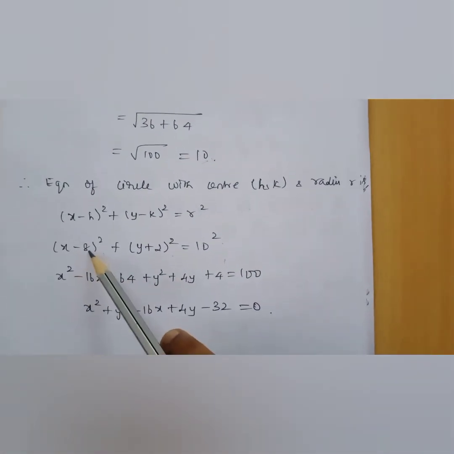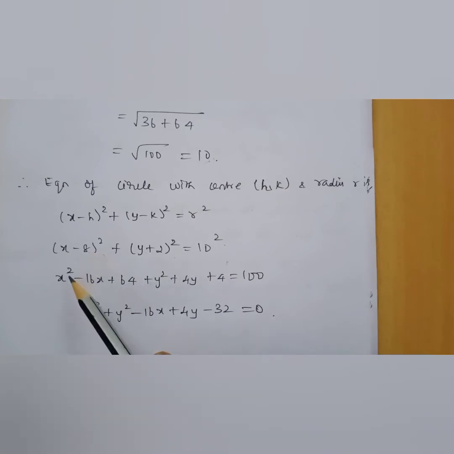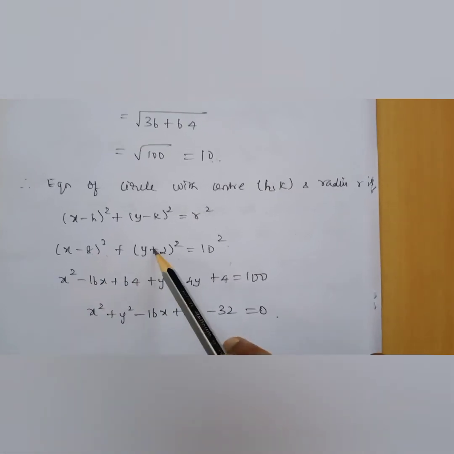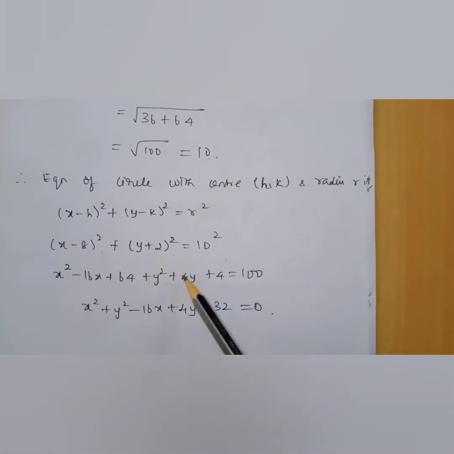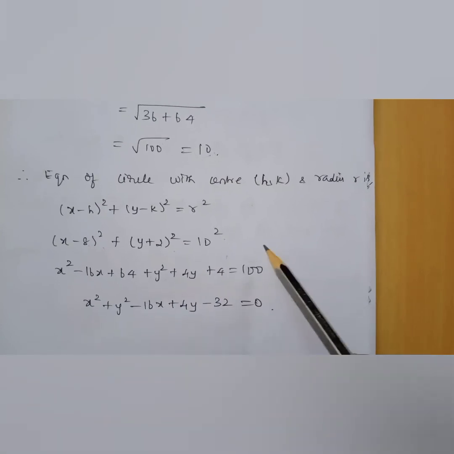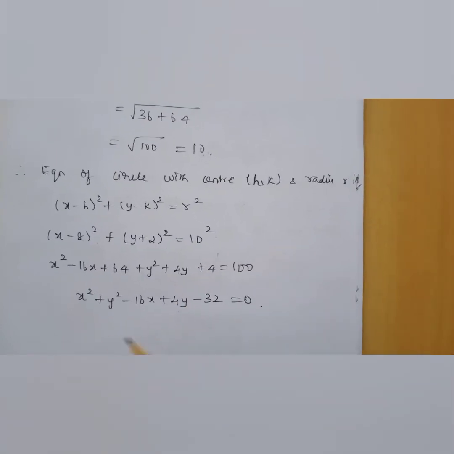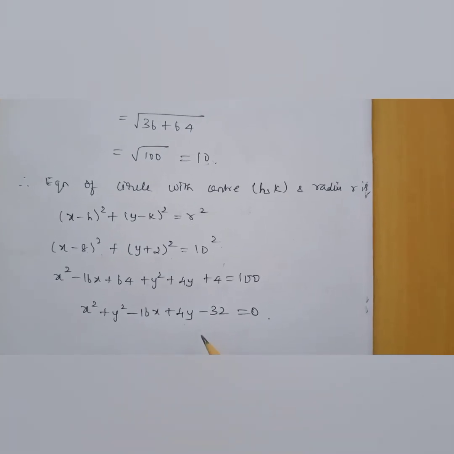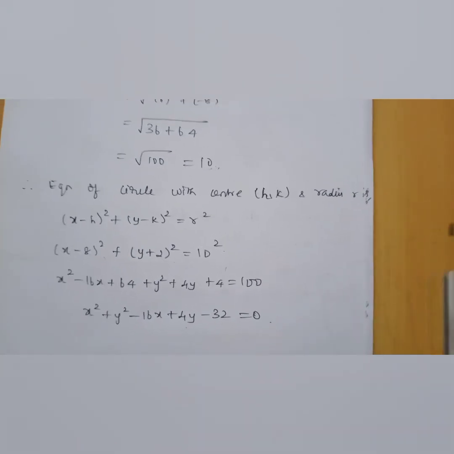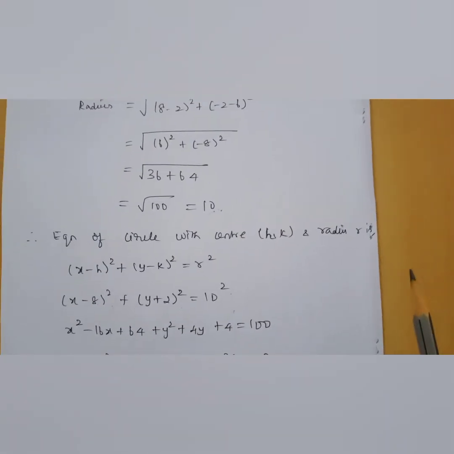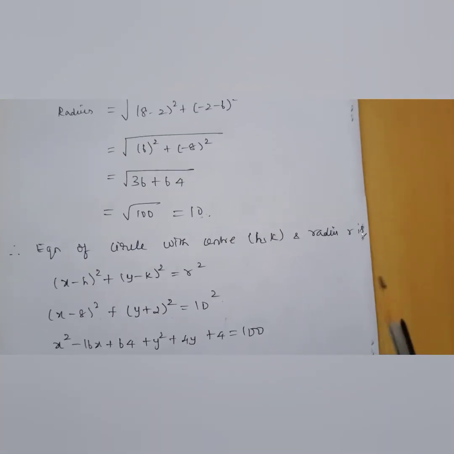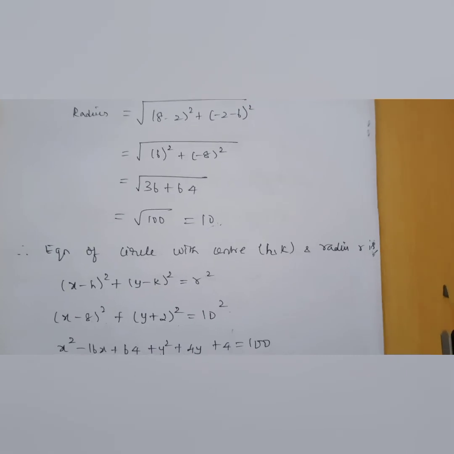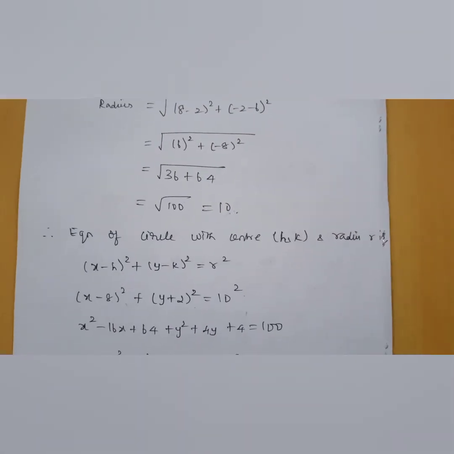So x minus 8 the whole square means a minus b the whole square, a square minus 2ab plus b square. And this is a plus b the whole square, a square plus 2ab plus b square equal to 100. Now I can take this 100 to the other side and I am getting the required equation to be x square plus y square minus 16x plus 4y minus 32 equal to 0. So this is also a very important 3-mark sum. So the 5-mark sums will be given about the circle passing through 3 different points.